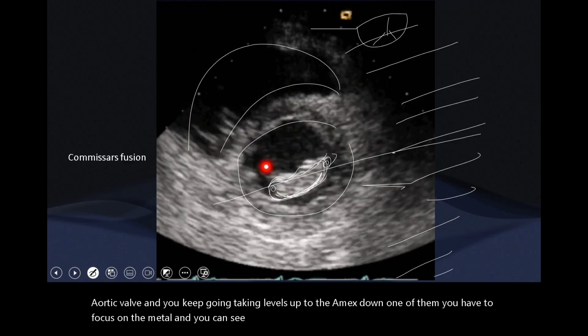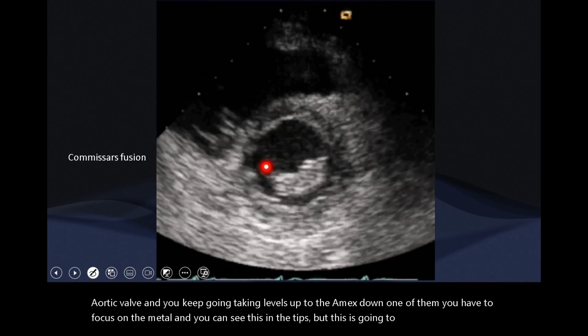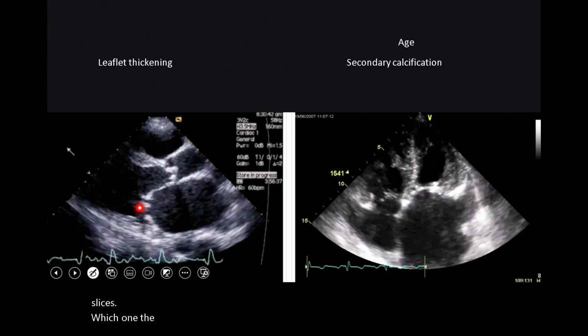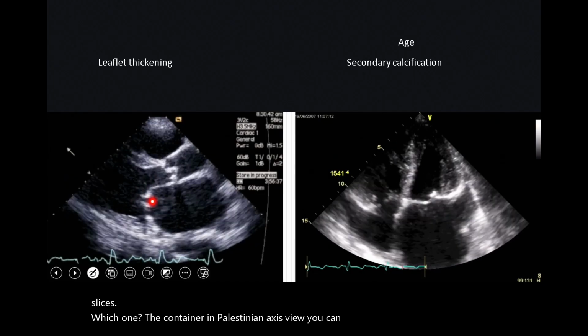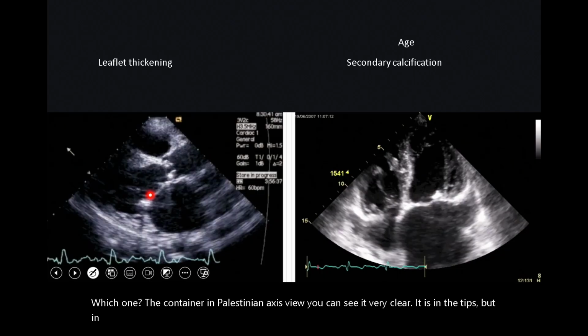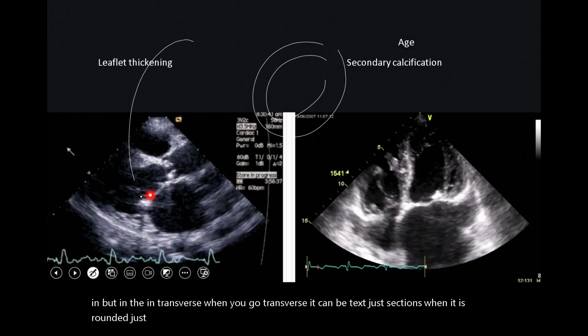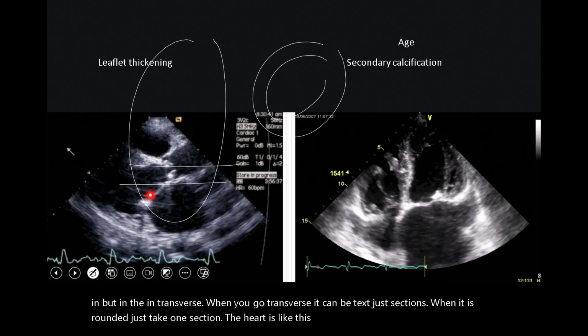It is in the tips, but this can be transverse section slices. This one is longitudinal, in parasternal long axis view, and you can see it very clearly. In transverse, you take just sections when it is rounded. The heart is like this, and it keeps taking sections like this, right?